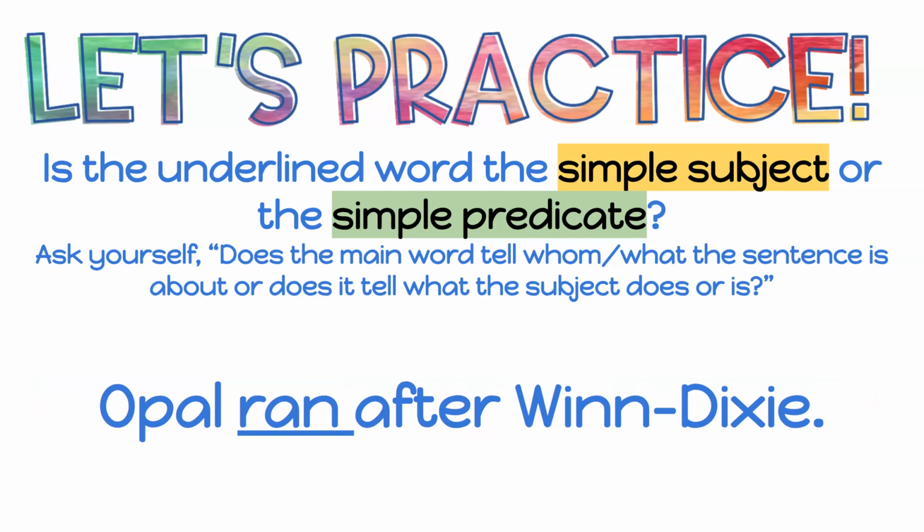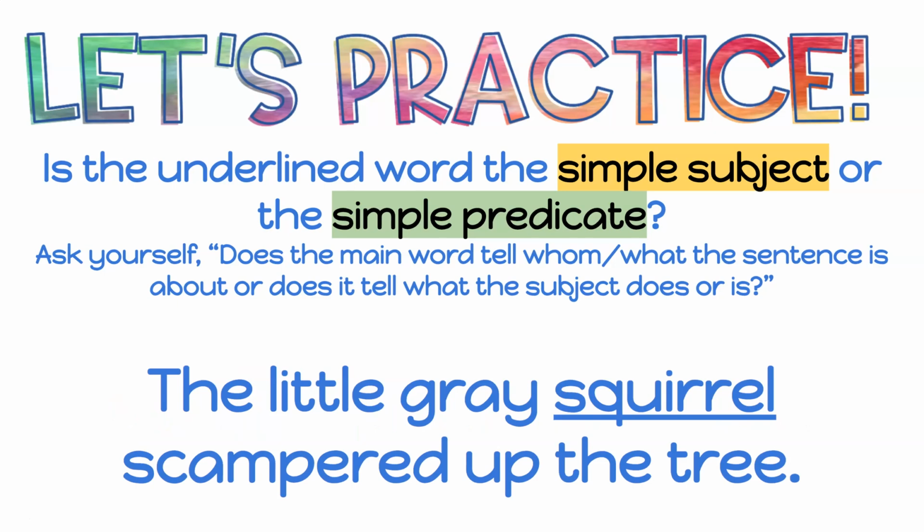Let's try this one. Opal ran after Winn-Dixie. Pause right here to tell me if it's the simple subject or simple predicate. That's right. It's a simple predicate. Running is what Opal did in the sentence. The little gray squirrel scampered up the tree. Simple subject or simple predicate? That's right, simple subject. This whole sentence is all about the squirrel.